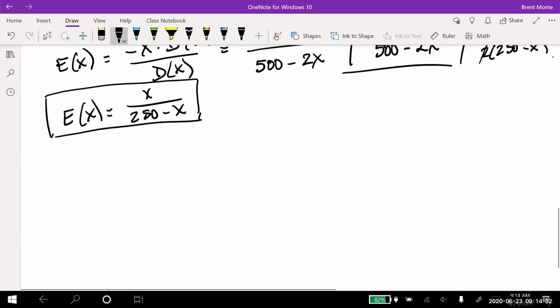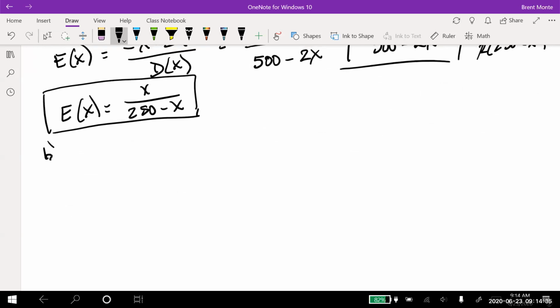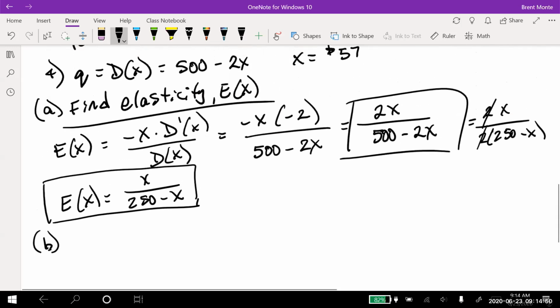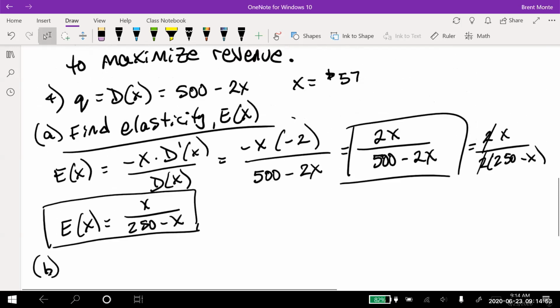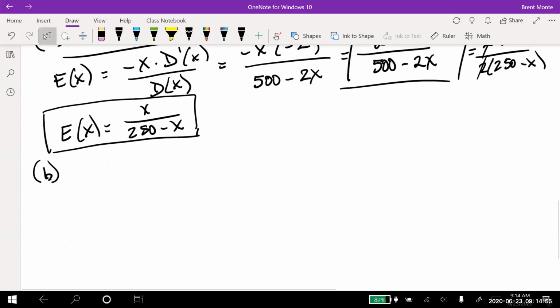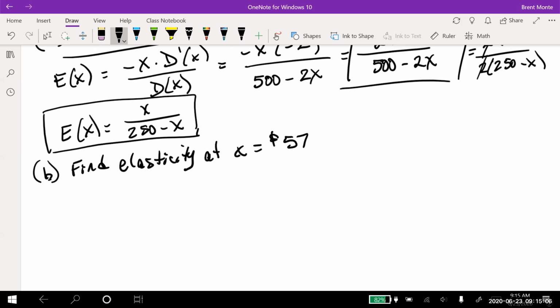All right, part B says, find the elasticity at that given price, in this case $57, and state whether demand is elastic or inelastic. So that X equals 57 up here, that's what they're saying here. Find elasticity at X equals $57. So we'll do that. We just plug it in.